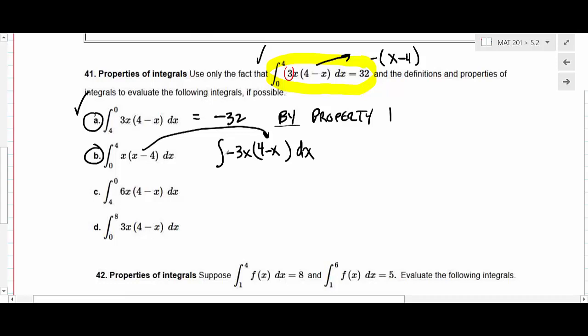Now what I can do is, that's really a constant. You can bring a negative out of an integral. So you could write this now as negative the integral from 0 to 4 of 3x times 4 minus x dx. So see what we're trying to do is we're just trying to match this integral with this integral. Now we did it. So what's the answer to this problem?